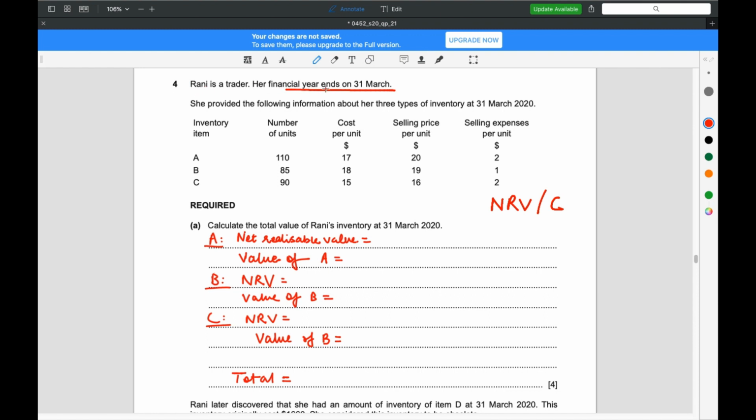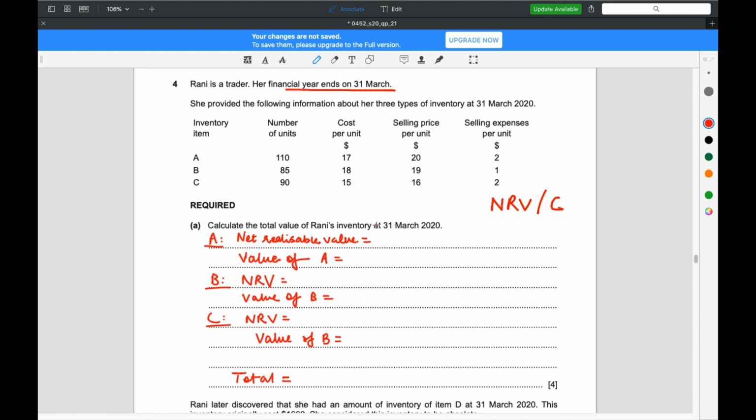Her financial year ends on 31st March. She provided the following information about her 3 types of inventory. Alright, and then he's given you the inventory items, their number, the cost, selling price, and selling expenses. And in part A, he's asking you to calculate the total value of her inventory.